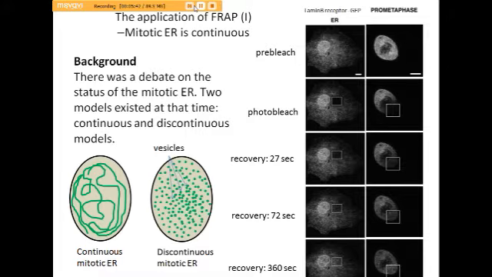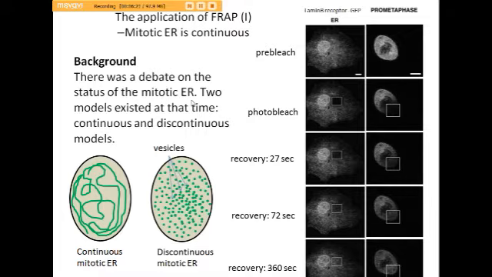Here is one good example for the qualitative application of FRAP in cell biology. In the 1990s, there was a debate on the status of mitotic ER. Mitotic ER is the ER during cell division. We know that during cell division, the mother cell divides into two identical daughter cells. So mammalian cells must determine how to divide everything in half, including the ER. We know that during interphase, there is only one continuous ER.